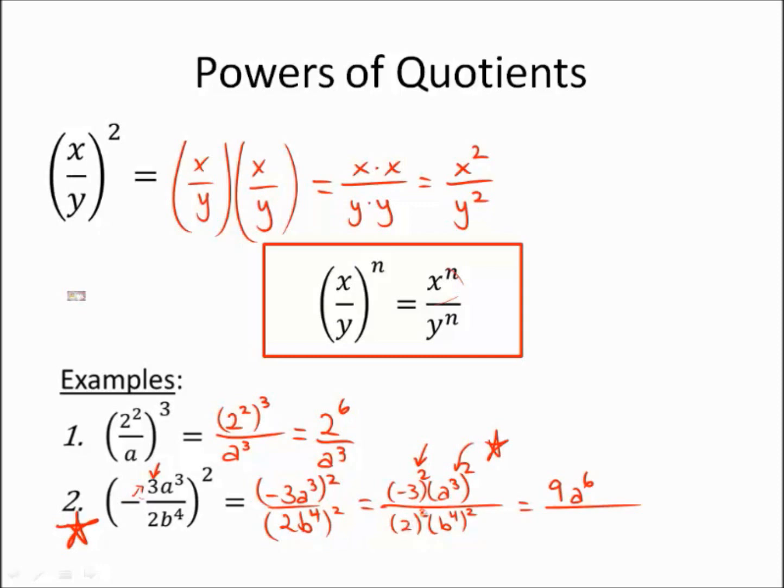Okay, and here we've got 2 squared, which is 4, and b to the power of 4 to the power of 2, which is 8, b to the 8.